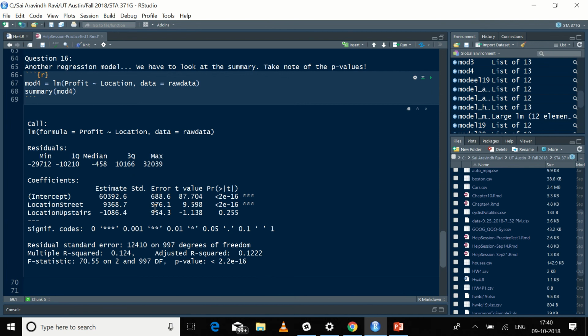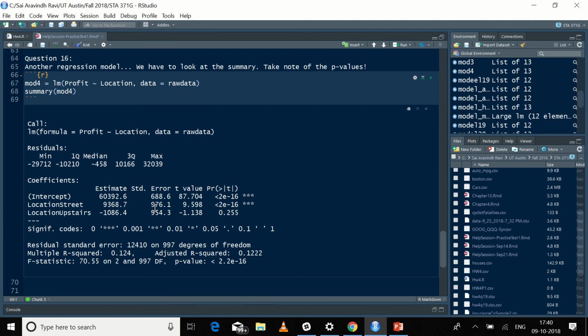So this is what it looks like. Again, R has assumed that basement is the base variable. That assumes a level 0. All right. And now you have location street and location upstairs. So it's essentially like this. If location is street, then this variable goes to 1, and basement is the 0 variable. Or if location is upstairs, this variable is 1, and the basement is 0. That's how it does it.